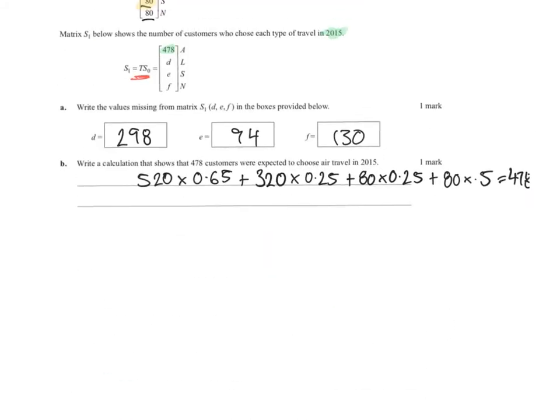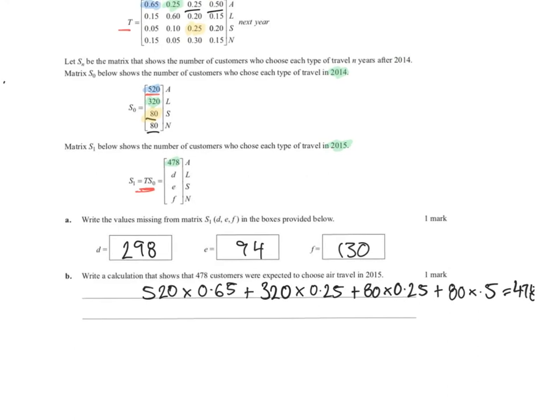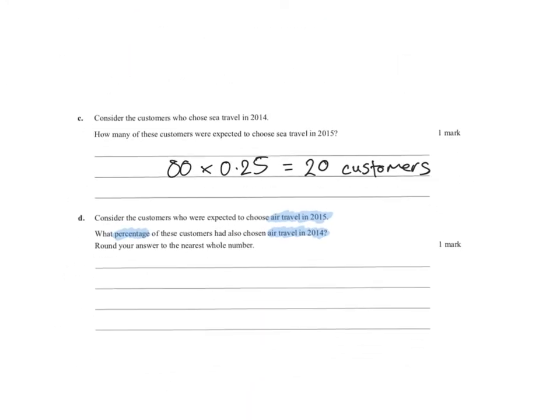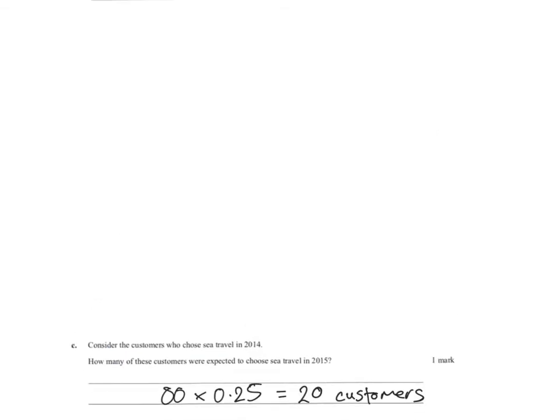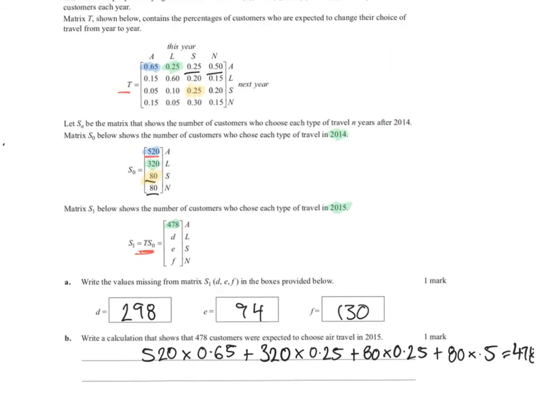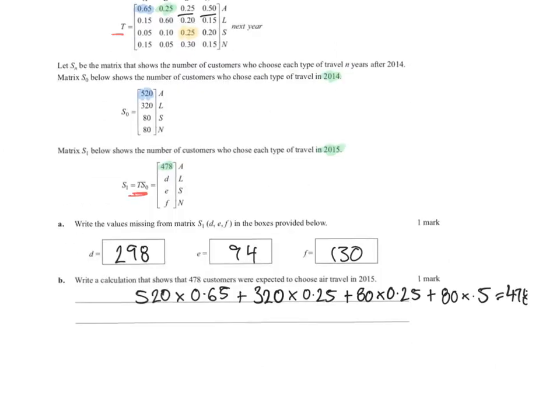So the total number that had chosen air travel in 2015 is 478. 478 for 2015. Of these customers, which ones had also chosen air travel in 2014? So we look at the number of customers in 2014 that had chosen air travel. I might just rub all this out if I can. So that's that 520 there up the top. So 520 have chosen air travel.